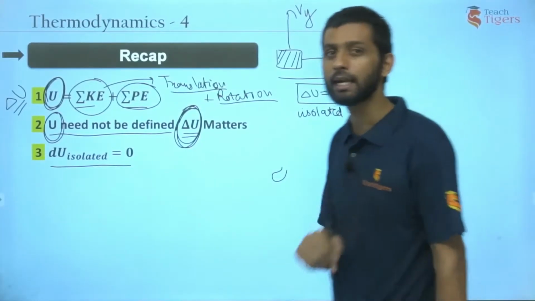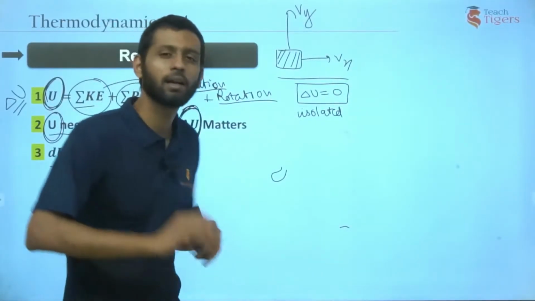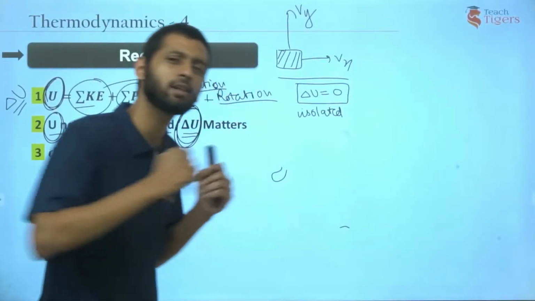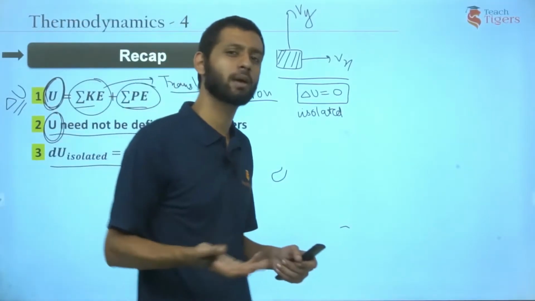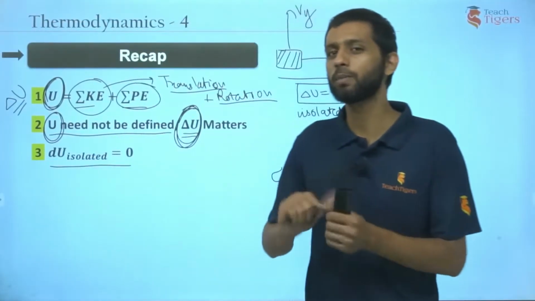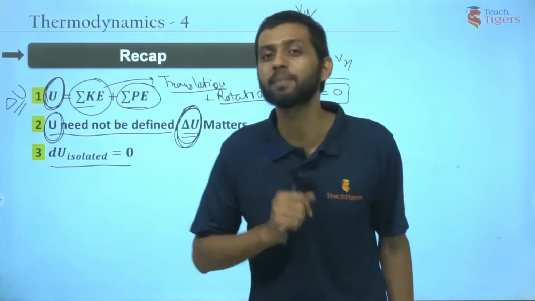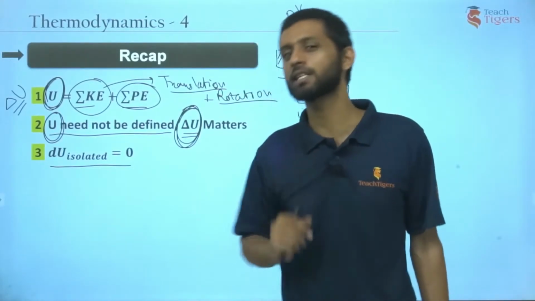But we discussed in the last class that delta U means large changes. Delta U means U final minus U initial. It means that if I add 10 liters to something, then the change in volume is 10 liters. But in the case of an isolated system, it's not just the large changes. Even the small changes matter.